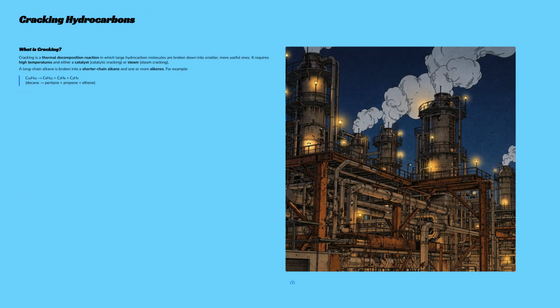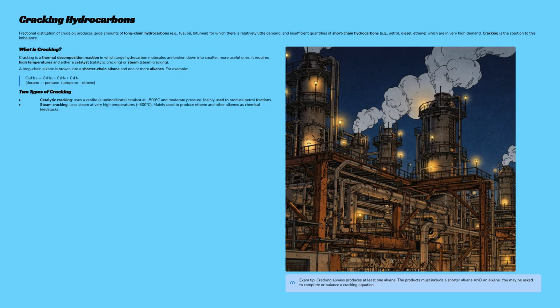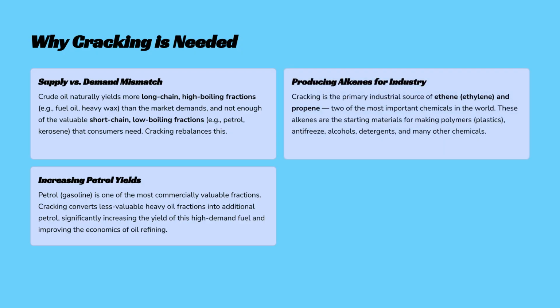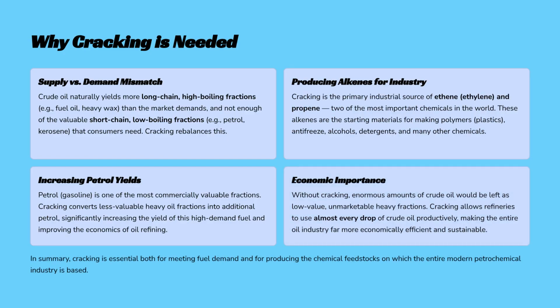Cracking is a thermal decomposition reaction that breaks long-chain hydrocarbons into smaller, more valuable short-chain alkanes and at least one alkene. This process is essential due to the greater demand for shorter-chain molecules like petrol and ethene. The 2 types are catalytic cracking and steam cracking, each using different conditions and catalysts. Cracking addresses the supply and demand mismatch, increasing the yield of valuable short-chain fractions like petrol. It is also the primary source of ethene and propene, essential chemical feedstocks for industry. This makes the entire oil industry more economically efficient and sustainable.